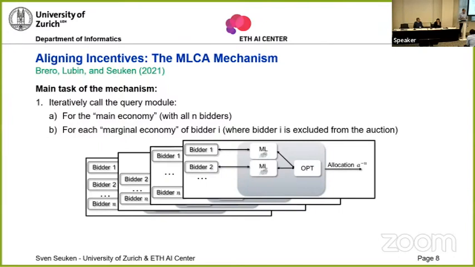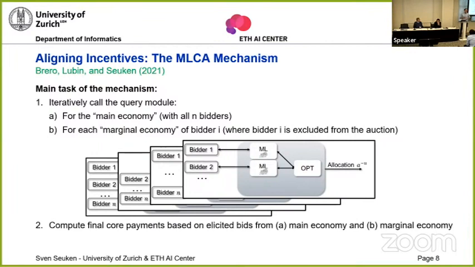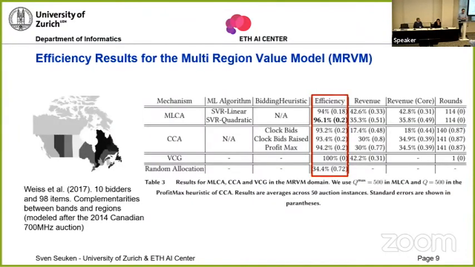And this allowed us to, in the end, when we calculate the final allocation and the payments, not use any machine learning at the end of the mechanism, but instead just collect all of the elicited bids throughout the auction to compute the final allocation and the final payments, either VCG payments or core payments.